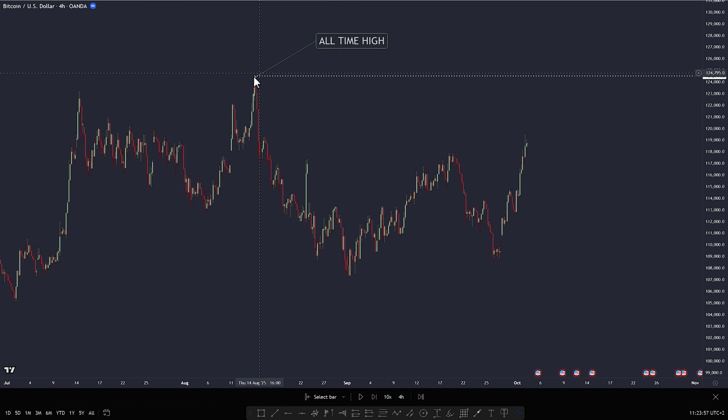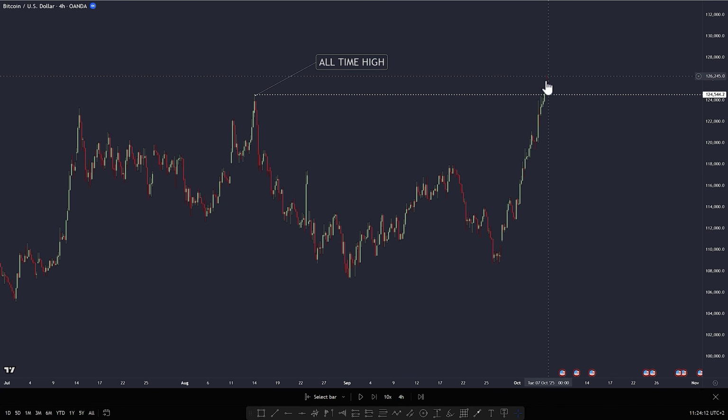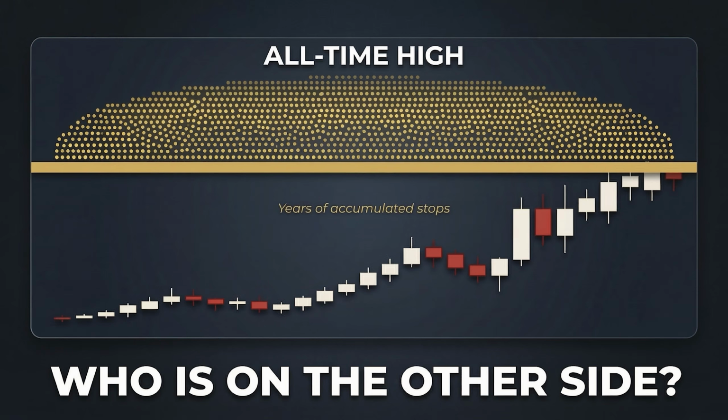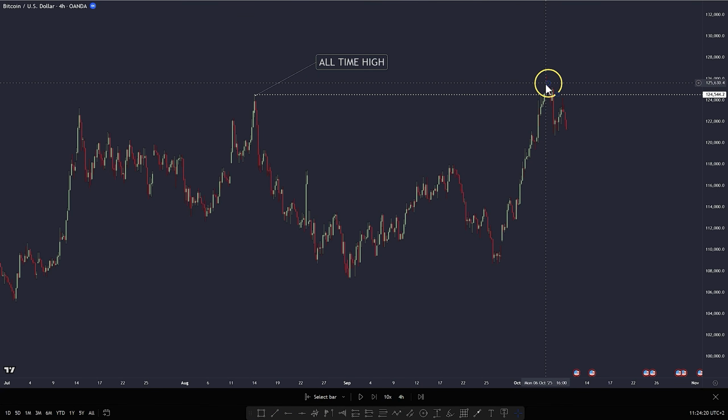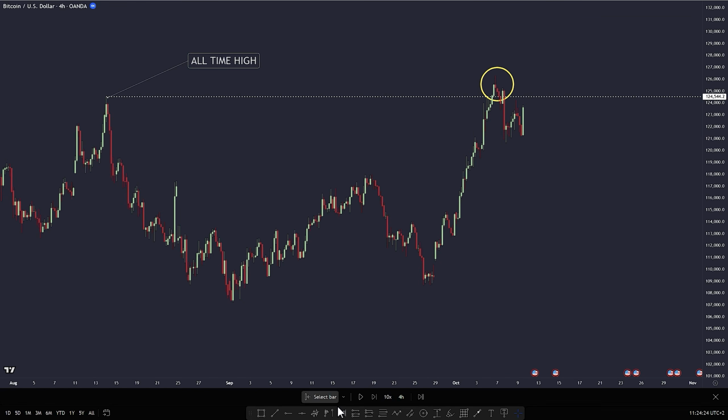And the largest destination on any chart is always the all-time high. Every trader who ever shorted it has their stop sitting just above it. Millions of accounts. Weeks, years of accumulated stops. That euphoric all-time high breakout everyone celebrates and chases. Be suspicious of it. The louder the crowd cheers, the more you should be asking, who is on the other side of every single one of those buy orders?